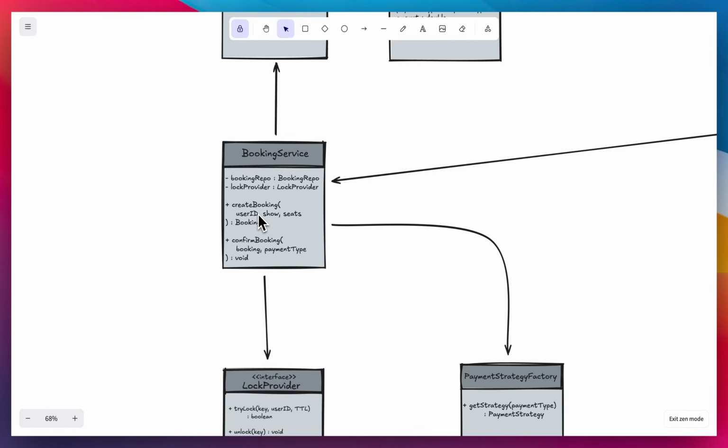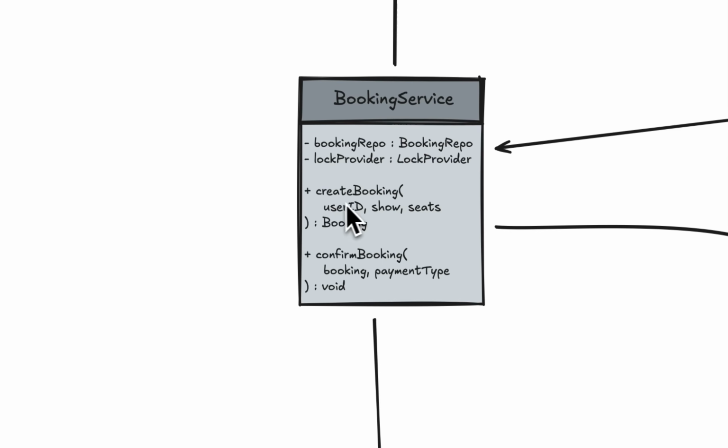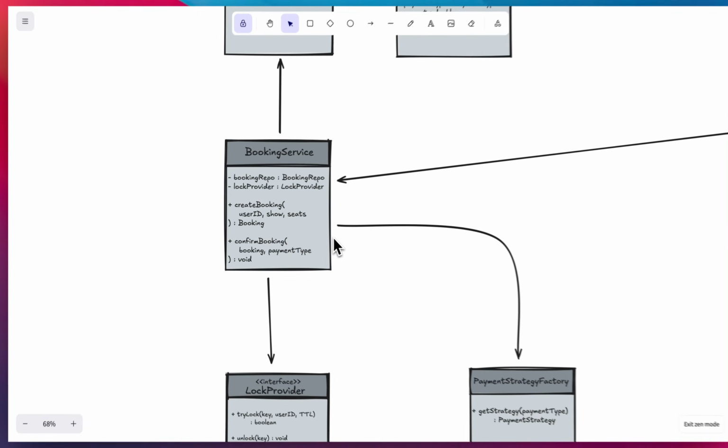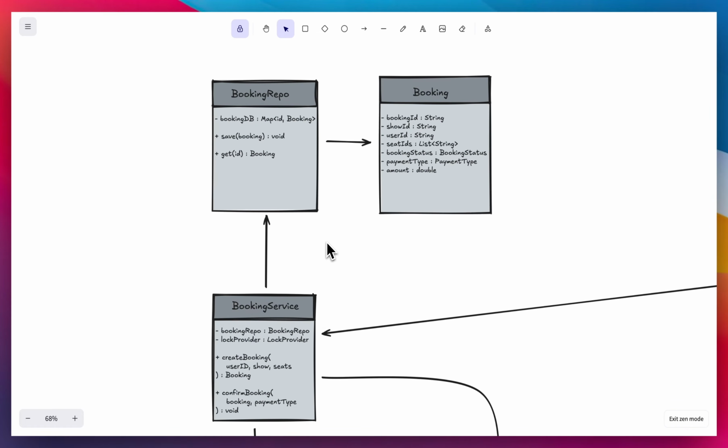The 2 main functions in this service are create booking and confirm booking. So when the user selects some seat and clicks on the proceed button, at that time the create booking function would be called. And when the user clicks on the pay button, at that time the confirm booking function would be called. Okay. And we also have this booking repo.